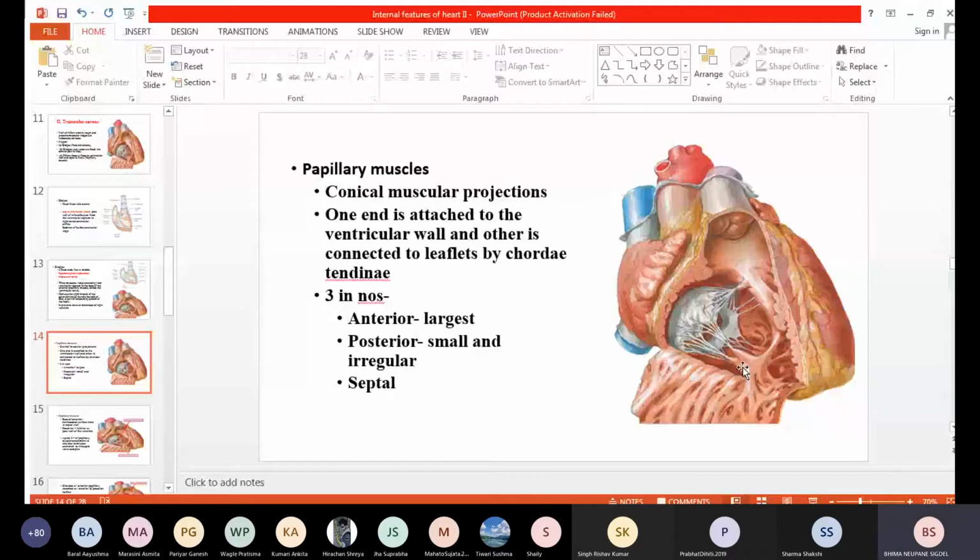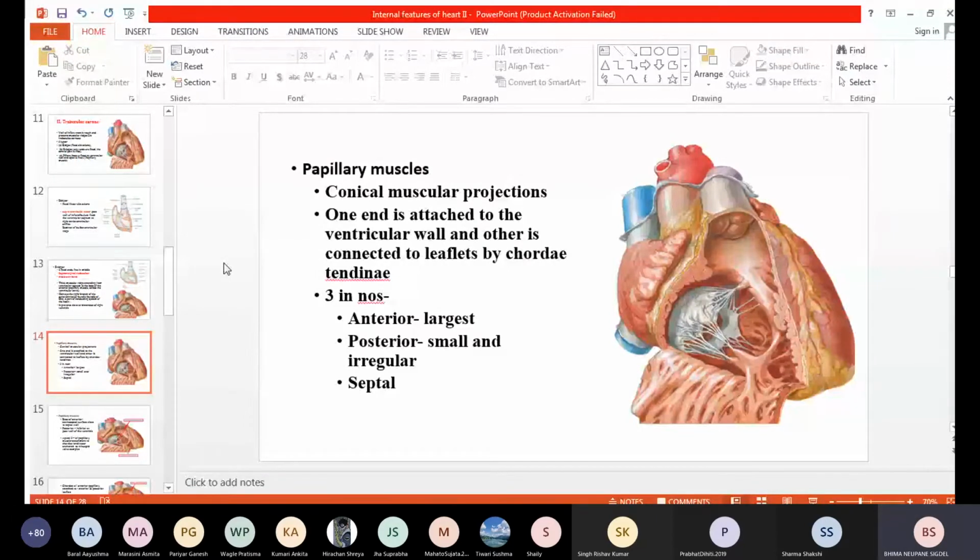So this is about the papillary muscle: a conical muscular projection with two ends. The basal end is connected to the ventricular wall and the apical end is connected to the leaflet via the chorda tendineae, which are collagenous thread-like structures. Again, these papillary muscles are of three types. The anterior, towards the sternocostal surface, is the largest one. The posterior one and the septal papillary muscles are small and irregular, and sometimes present.